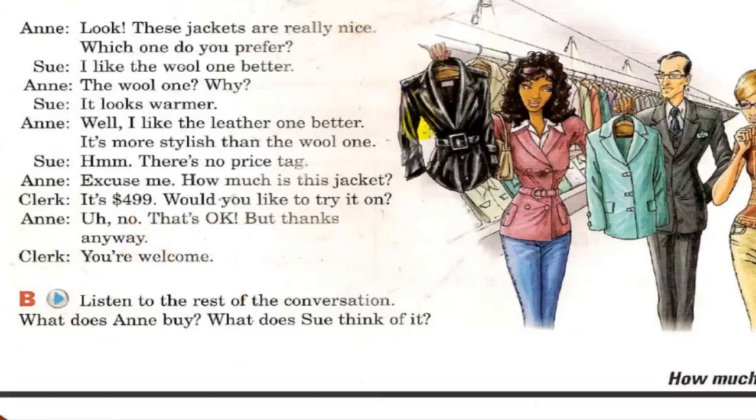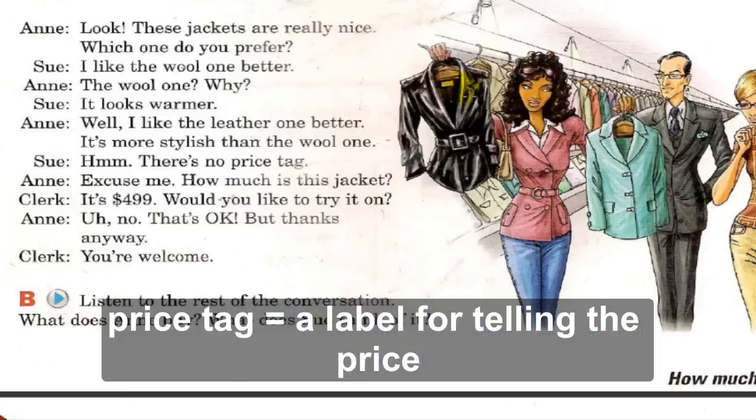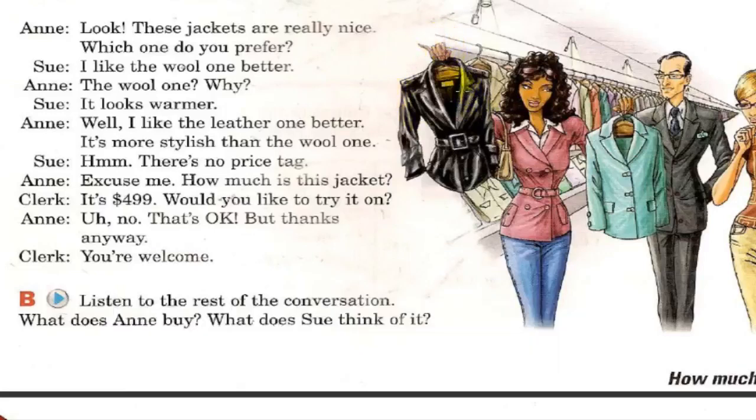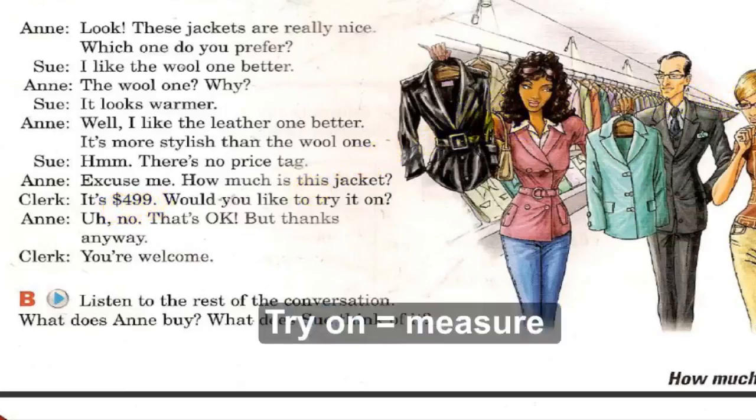Sue. Which one does Sue prefer? Sue prefers the wool jacket. Why? 'Cause it looks warmer. And Anne likes the leather jacket. 'Cause it's more stylish than the wool one. Is there a price tag? A label to tell us the price? How much is this jacket? No, there isn't. How much is this jacket? This is a stylish, wonderful leather jacket. How much is it? It's $499. Would you like to try it on? The clerk said, would you like to try it on? Try something on, measure it.